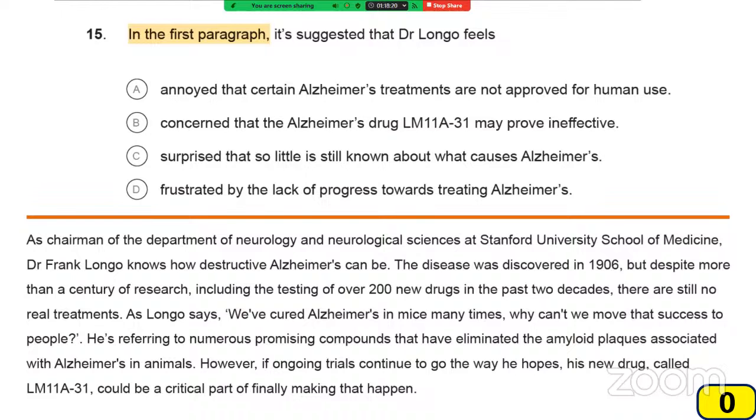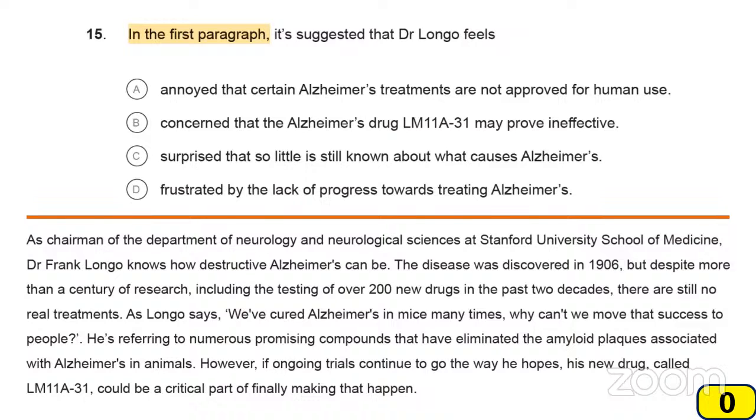As per the question, in the first option, the announcement that a certain Alzheimer's treatment was not appropriate for humans is not mentioned in the paragraph. Regarding the second option, that the Alzheimer's drug LMA 31 may prove ineffective, in the text they are telling there are chances of success for this medicine. So it is the opposite of what they are saying.